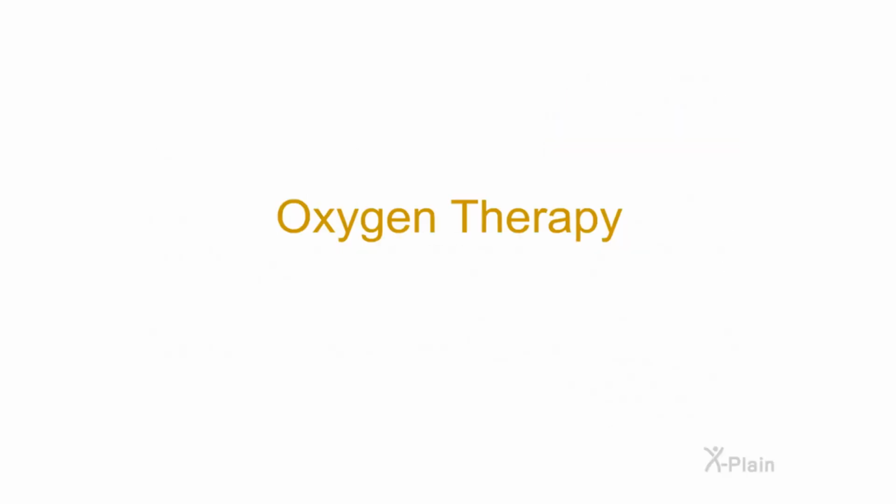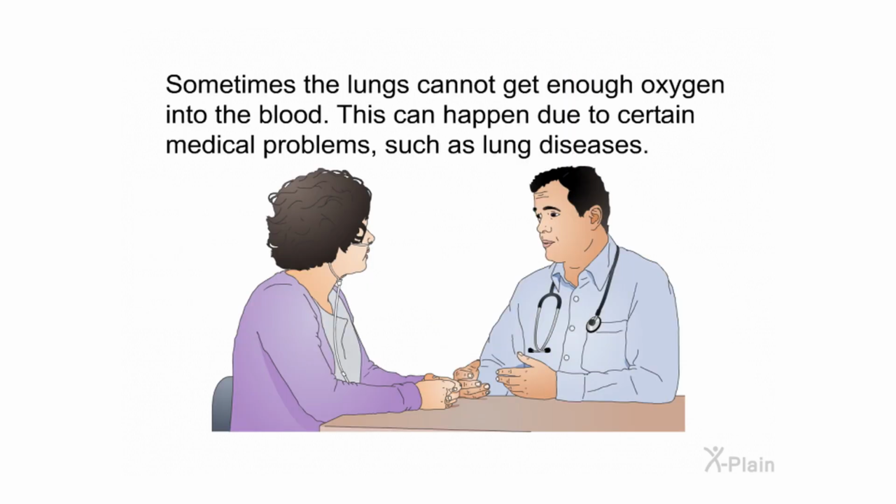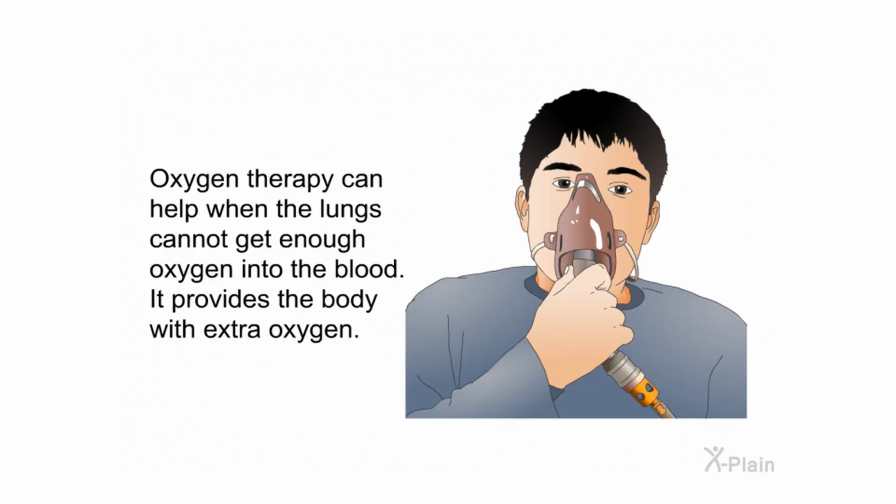Oxygen therapy. Normally, the lungs deliver oxygen to the blood. The body needs oxygen to get or make energy from the foods we eat. Sometimes the lungs cannot get enough oxygen into the blood. This can happen due to certain medical problems, such as lung diseases. Oxygen therapy can help when the lungs cannot get enough oxygen into the blood. It provides the body with extra oxygen.